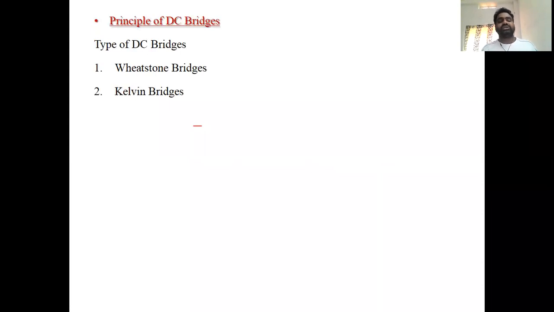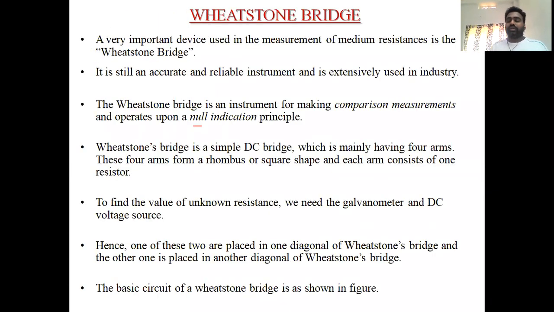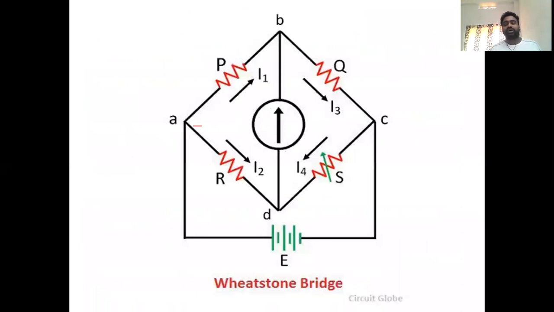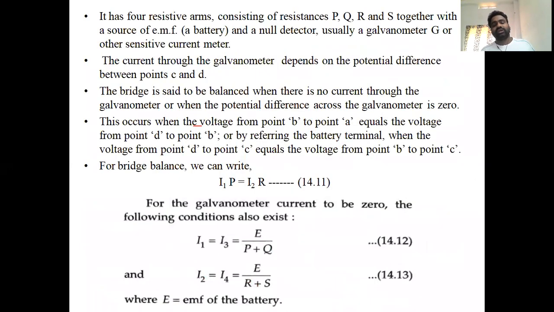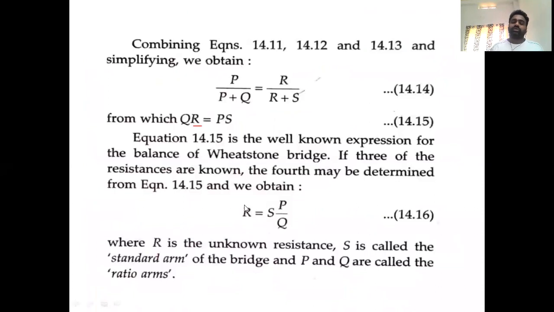Next we analyzed DC bridges with two classifications: one is the Wheatstone bridge, and the second is Kelvin's double bridge. We also analyzed the main purpose of the Wheatstone bridge, which is to measure medium resistance. How can we measure unknown resistance with the help of the Wheatstone bridge? With the help of the comparison rule. This is the Wheatstone bridge we discussed in today's class. We generalized the mathematical analysis, and we found the unknown resistance R.